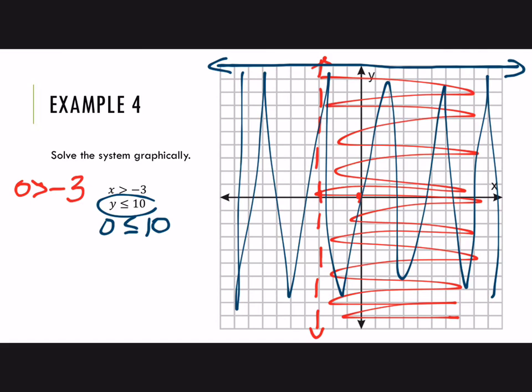So the solution set is this region in here. Okay, I can pick out any points in the region. I can pick out any points along this blue line. I can't pick any points along the red dotted line. Okay, don't choose those.